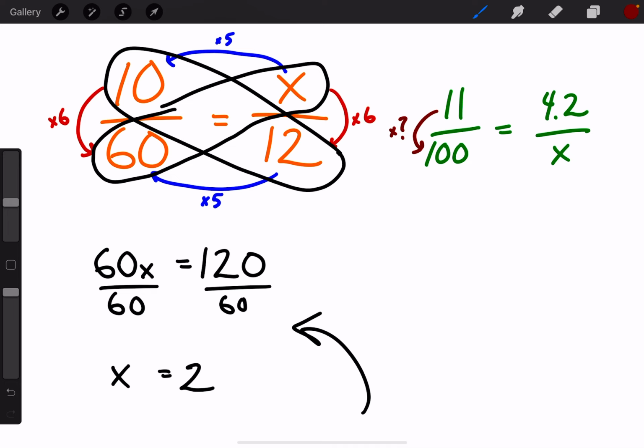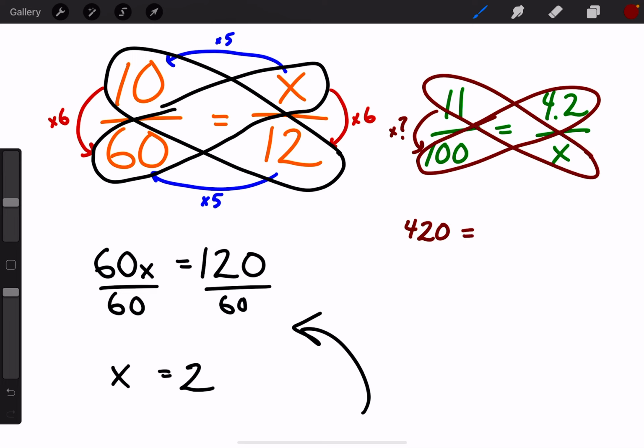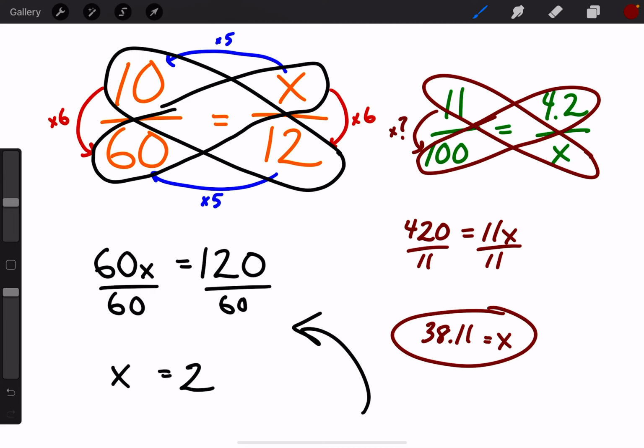But if we cross multiply, 100 times 4.2 is 420, and 11 times x is 11x. And to solve that equation, we just divide both sides by 11. Pretty predictable algebra here. It follows a pattern. And x equals, in this case, a decimal, but cross multiplication worked just fine here.